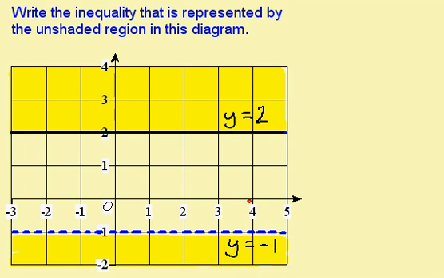I can see that my region is in between these two. It's above -1, so y is greater than -1. It's a dotted line, so I'm going to leave it as greater than, not greater than or equal to. It's below y equals 2, so y is less than 2. This time it's not a dotted line, so I need to put less than or equal to 2.